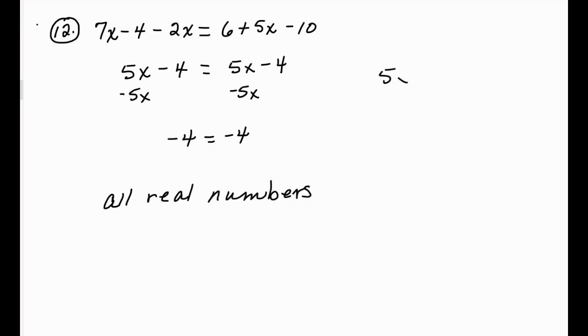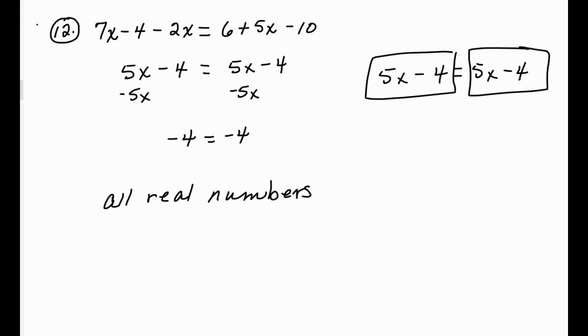Now, if you get to this step right here, and you realize that this side of the equation is the same thing as this side of the equation, then you really don't need to go any farther. This is what's called an identity. This is true for any x. The left-hand side and the right-hand side look exactly the same. That's always true, so the answer is going to be all real numbers.